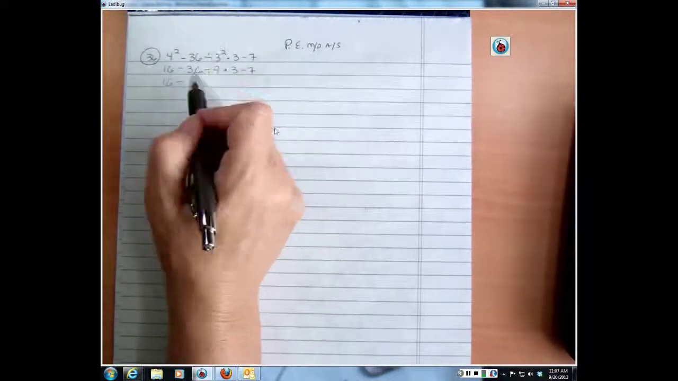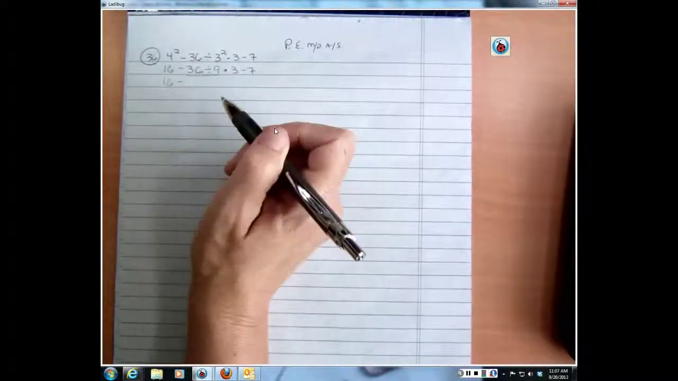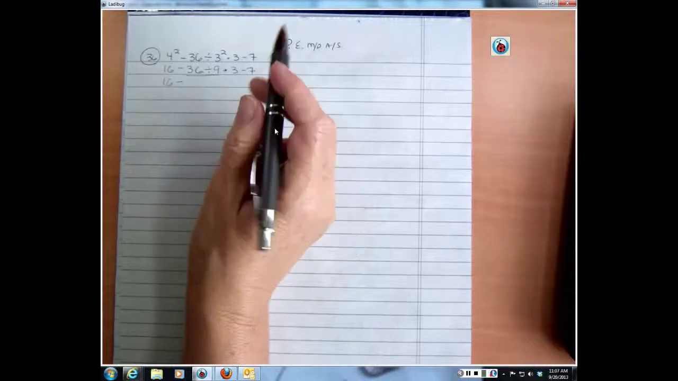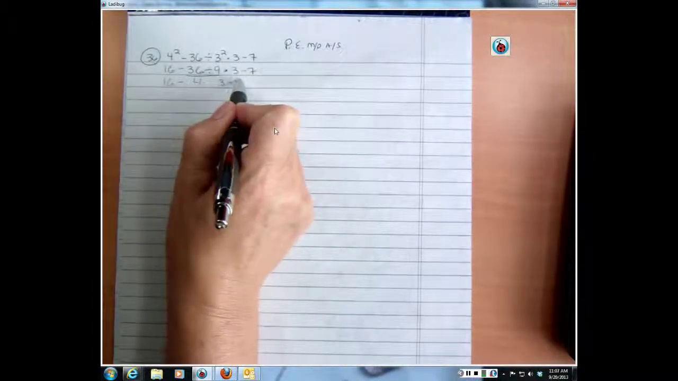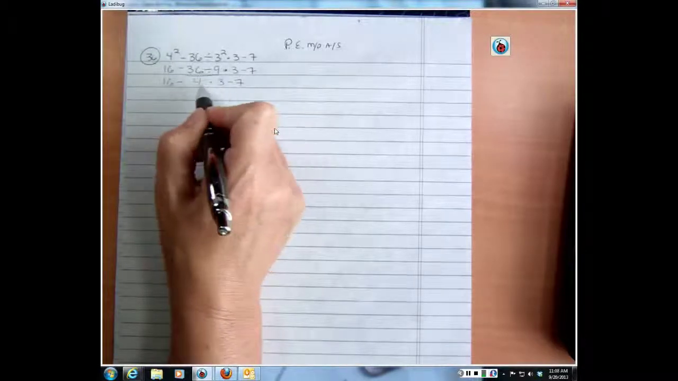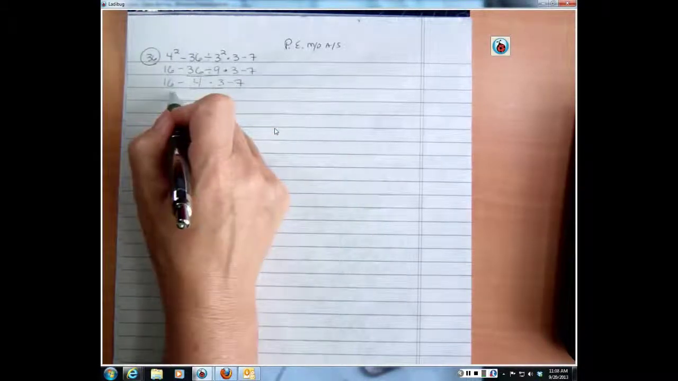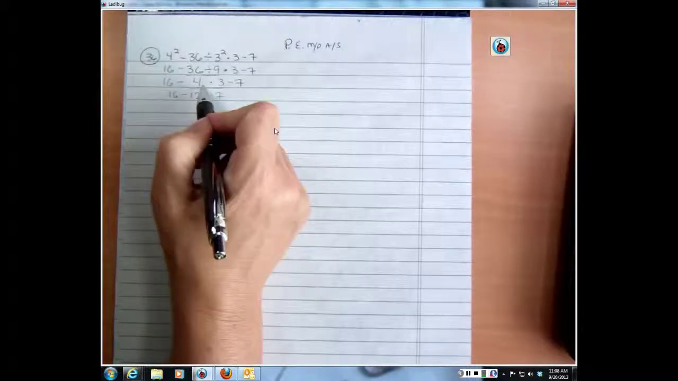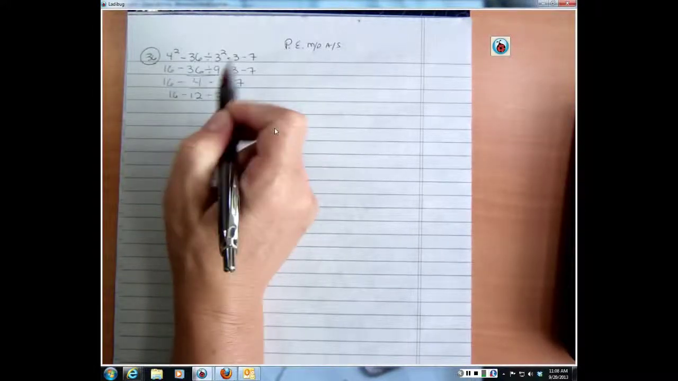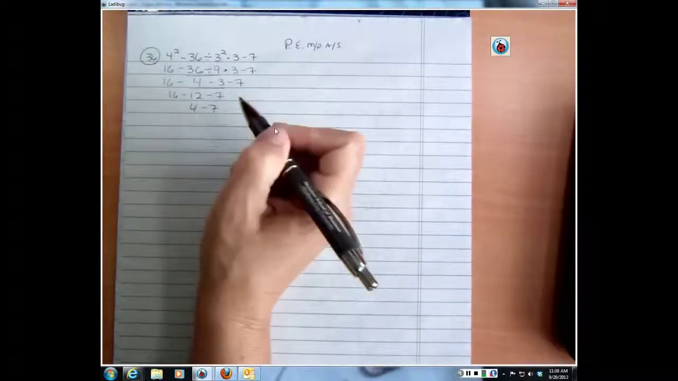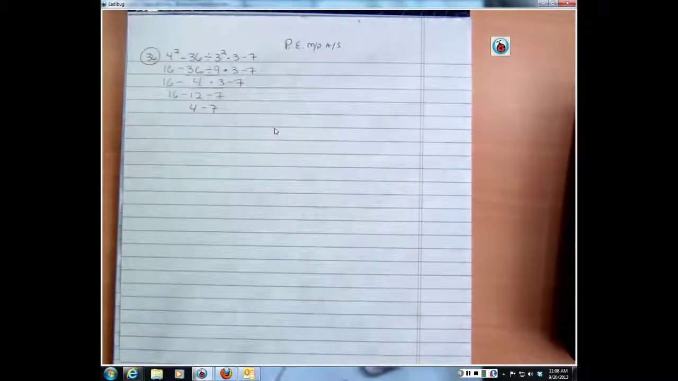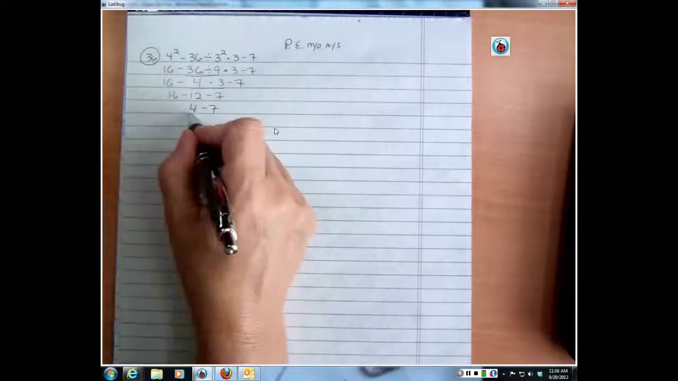But here, 36 divided by 9, that's the next thing that comes from left to right. So that's going to be 4. And now I'm going to go back and do that multiplication. And that's 4 times 3 is 12. And then 16 minus 12 is 4. And 4 minus 7, now you're faced with a sign problem. Is it going to be negative or positive? It's going to be negative, because you've got 4 positives and 7 negatives.